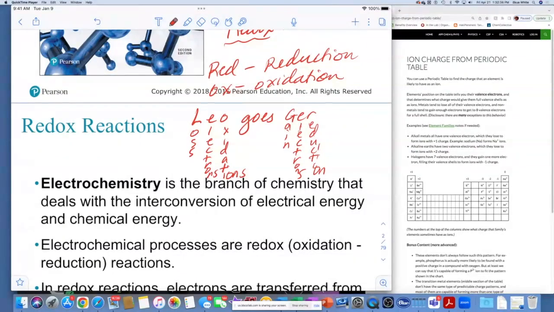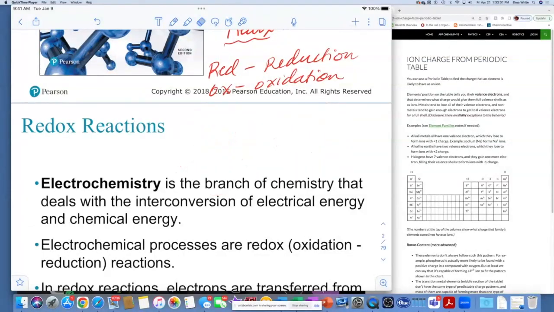So LEO goes GER is an acronym that helps to remember. Loss of electrons results in oxidation in the chemical reaction. Gain of electrons results in a reduction in the overall chemical reaction. So these are essentially a yin and yang relationship where oxidation usually goes with reduction. They're paired together, with the oxidation part being the electron maker and the reduction part being the electron user. Okay, so this is a brief overview of 1411.